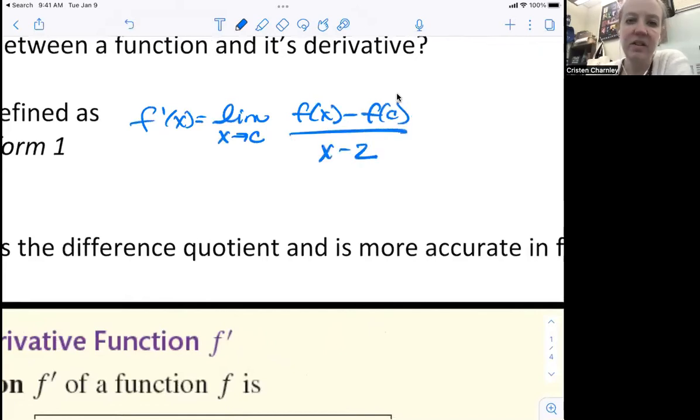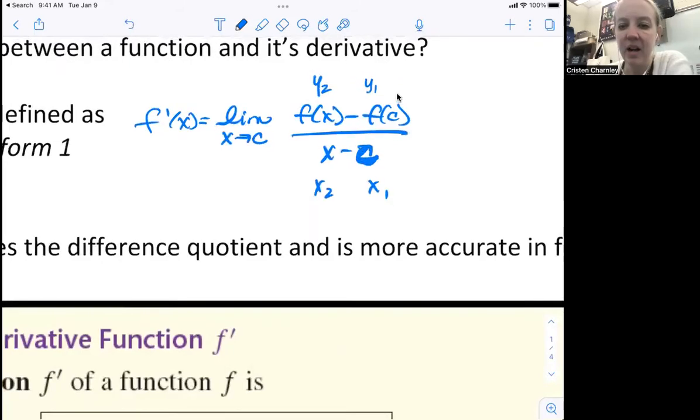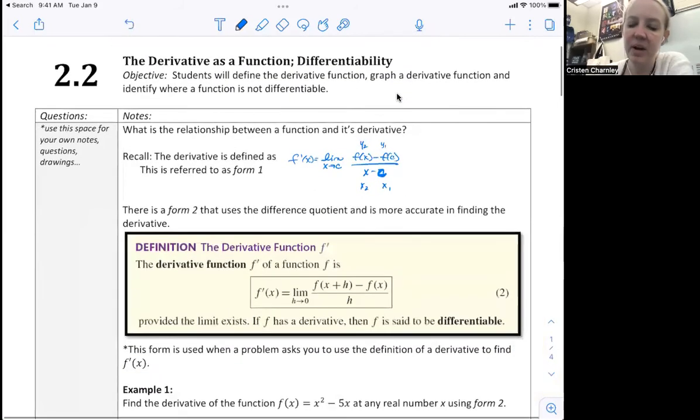And remember that this is just another form of the slope formula where we really have y2, y1, x2, and x1. I keep writing 2 instead of c. There you go. And then we had all sorts of algebraic problems where we had to factor and FOIL and all sorts of things. There is a form 2 that uses the difference quotient, and this is more like the example that I showed you in Desmos, where the h value was getting really, really small. But you did use the difference quotient in the last unit, and I know you also used it in pre-calculus.